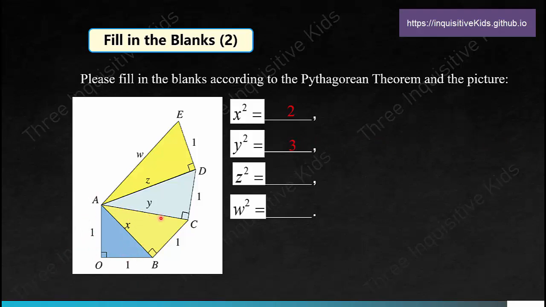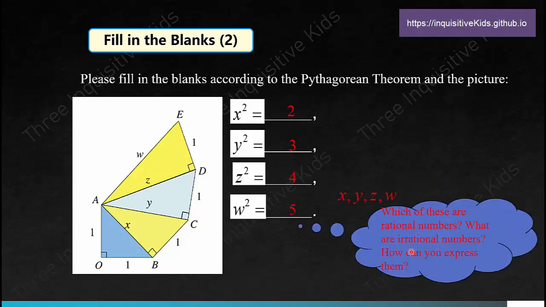y squared is equal to 3 because this is the hypotenuse of the right triangle, and x and 1 are both legs. So since we know x squared is 2, then 2 plus 1 squared equals 3. Which of these are rational numbers? What are irrational numbers? How can you express them?